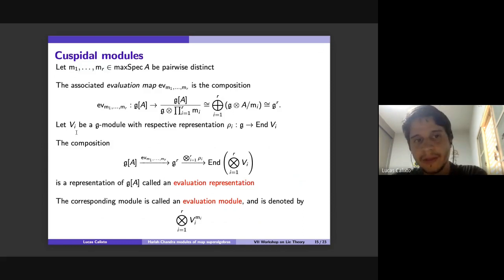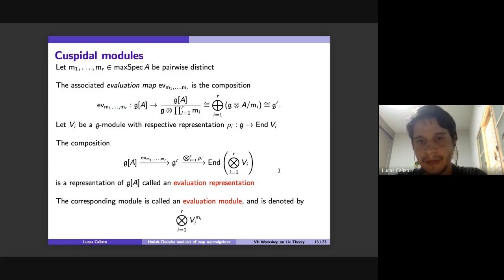Now for any V_i, a G module, let's say the associated representation of this module is called rho_i. Using this data, these maximal ideals and these R G modules, I want to construct a new GA module. For this, I'm going to consider the tensor product of these modules, and the action of GA is going to be given through this composition of functions. I first use the evaluation map, which I defined here. And here is just the usual action of the direct sum of G, R times, on this tensor product, right?